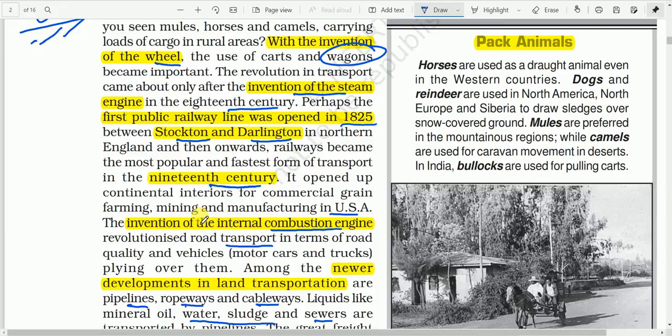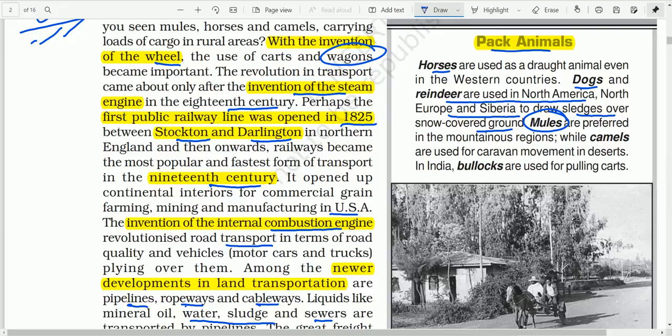And in the box, we have some information about the pack animal. Let us read. Horses are used as a draught animal even in the Western countries. Then dogs and the reindeer are used in North America, North Europe, and Siberia to draw sledges over snow-covered ground. Then mules are preferred in the mountainous region.